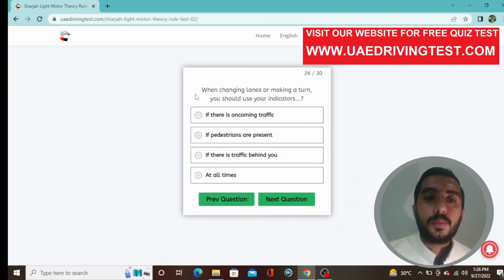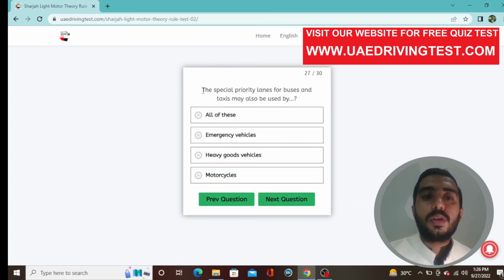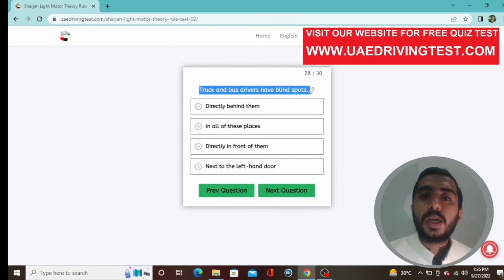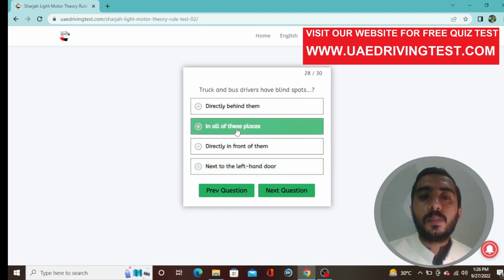Next question. Question number 26. When changing lanes or making a turn, you should use your indicator. You need to use your indicator all the time. Option D is the correct one. Next question. Question number 27. The special priority lanes for buses and taxis may also be used by emergency vehicle. Option B is the correct one. Next question. Question number 28 is truck and bus drivers have blind spots. They have blind spots in all these places: directly behind them, directly in front of them, and next to the left hand door. Option B is the correct one.